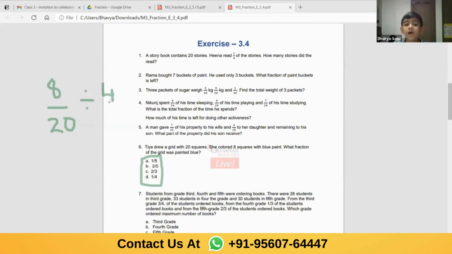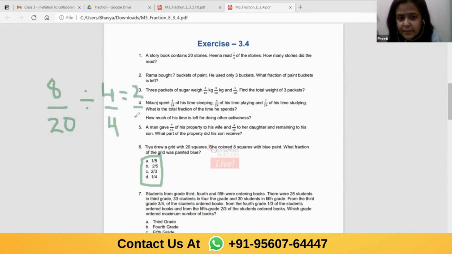Ma'am, 2 also comes. Yeah, I can do it both ways. If you divide it by 2, again you will have to divide it by 2, because you will be able to reduce it further. Children, make sure when you are dividing, divide both numerator and denominator by the same number. You cannot change the number. If I divide it straight away by 4, what will I get? 2 by 5, right? Yes, ma'am.